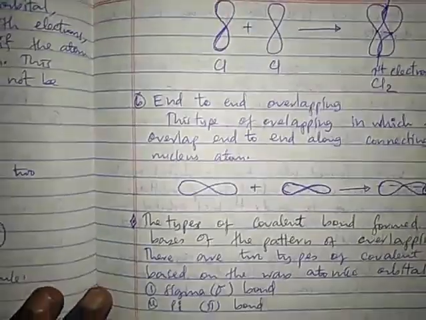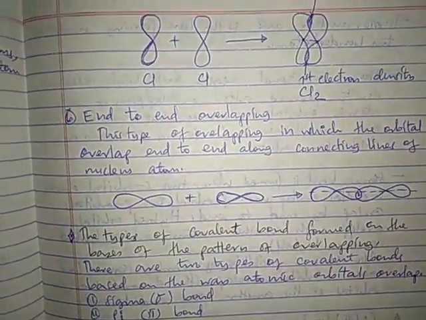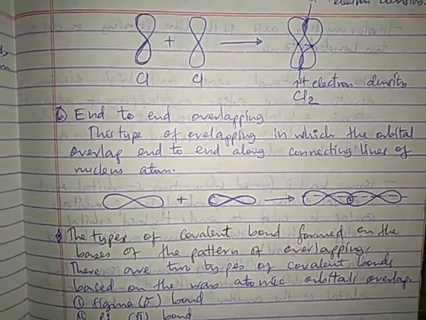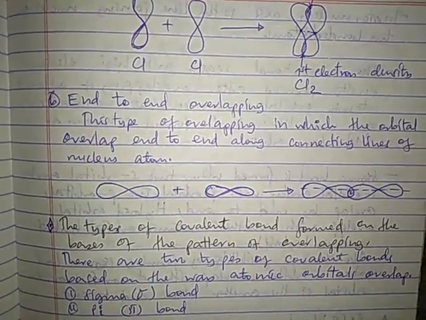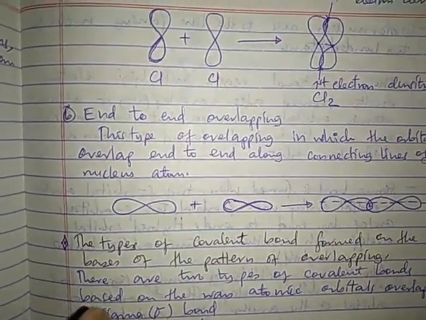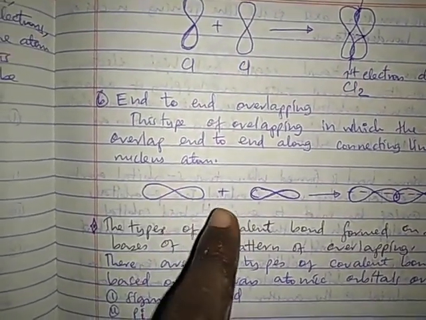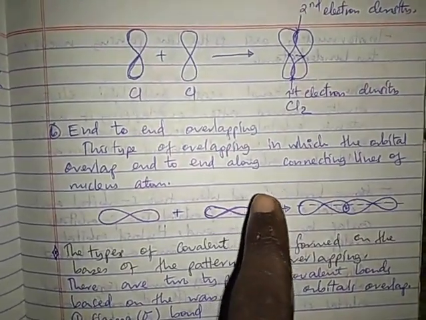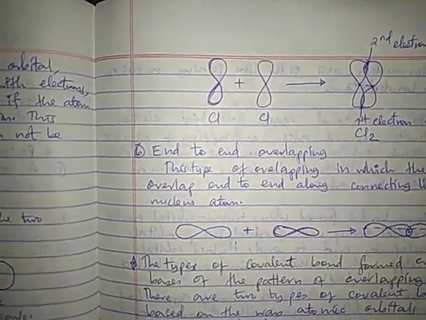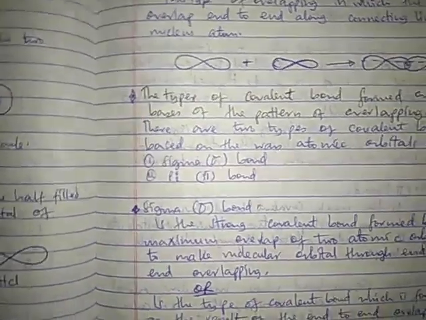And now the end-to-end overlap, as you can see in this diagram, is very different from the first one. In end-to-end overlap, the orbitals overlap end-to-end along the line connecting the nuclei of the atoms. As you can see here, this lies horizontal and this horizontal, and they overlap along the line connecting the nuclei, while here it is perpendicular to the line connecting the nuclei. We shall see later what the effects of sideway and end-to-end overlap are.